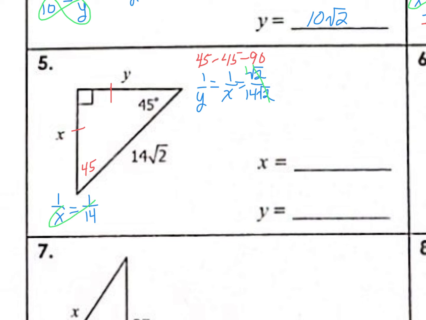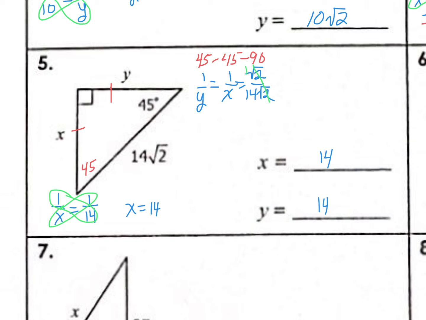So for our cross products, I get x is equal to 14. So this one's actually pretty simple. So if x is 14, y is 14. The only difficulty was this part right here, that if you notice that, you need to cancel it out. It makes your work so much easier.